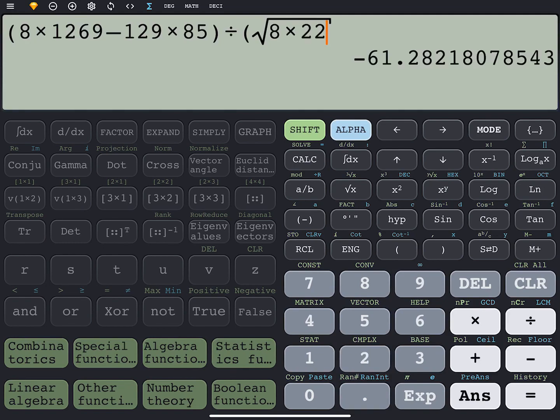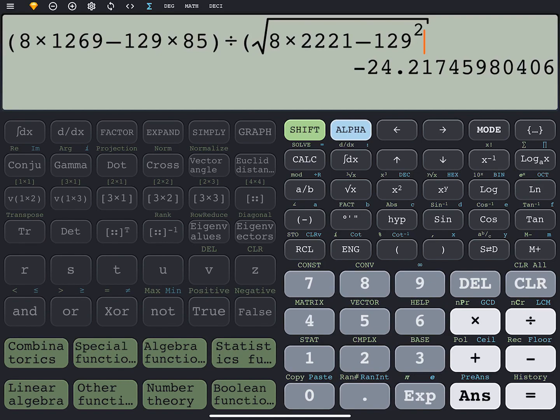What is it? 22, 21, minus, what's that sum x? I think, is it 129? And you're going to raise that to the second power. Is that right? Okay, good.